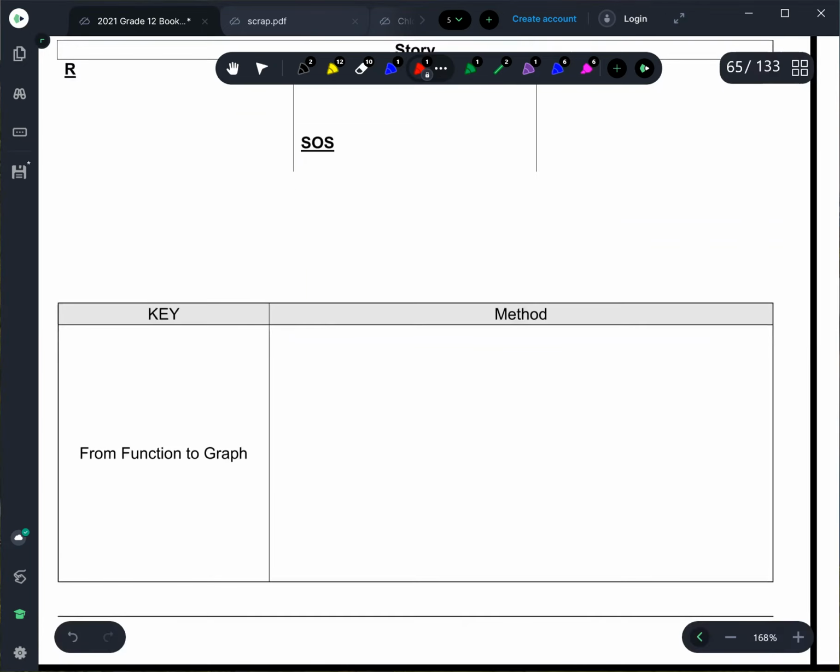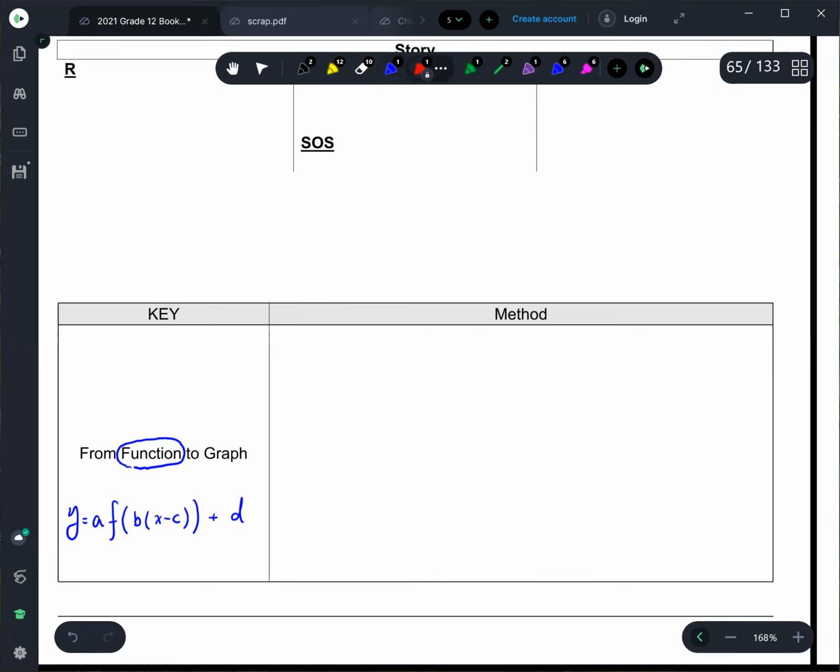So the key is from function to graph. Function means they either give you a sine function or a cosine function. Remember, in general, they give you the f. They write it as f. So y equals a f of bx minus c, plus d.